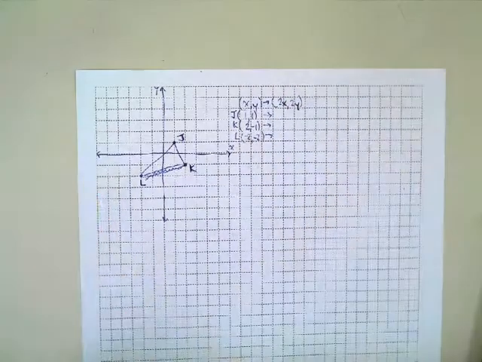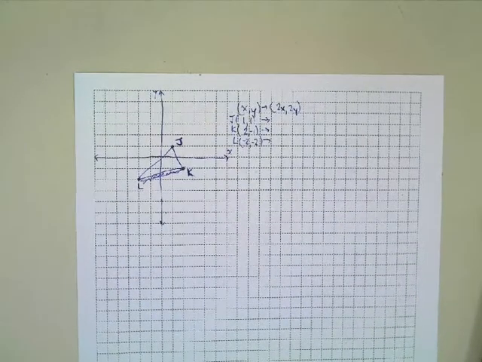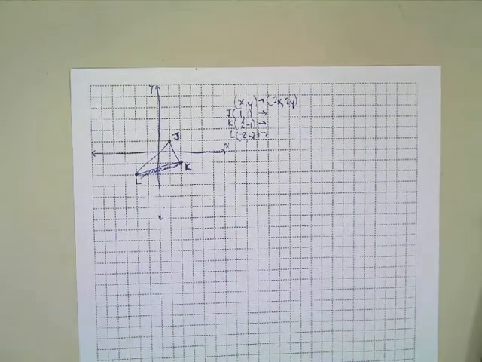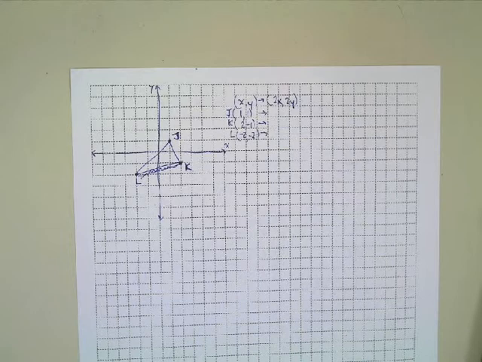Get those new coordinates and tell me what's going to happen. Some of you guys might be able to look at it and tell me already what's going to happen. Transform those points. Get J prime, get K prime, get L prime. And then plot them.